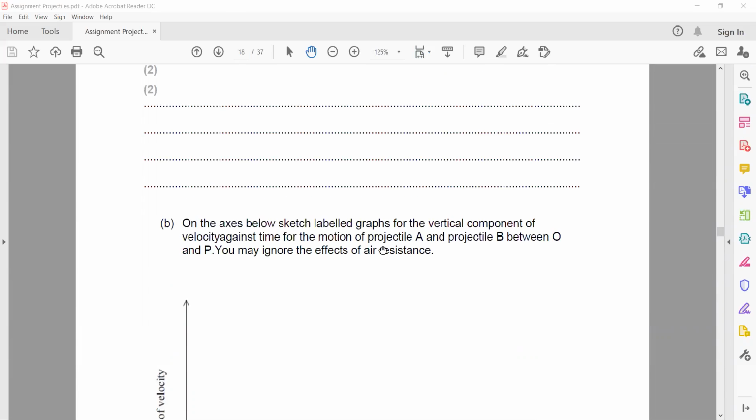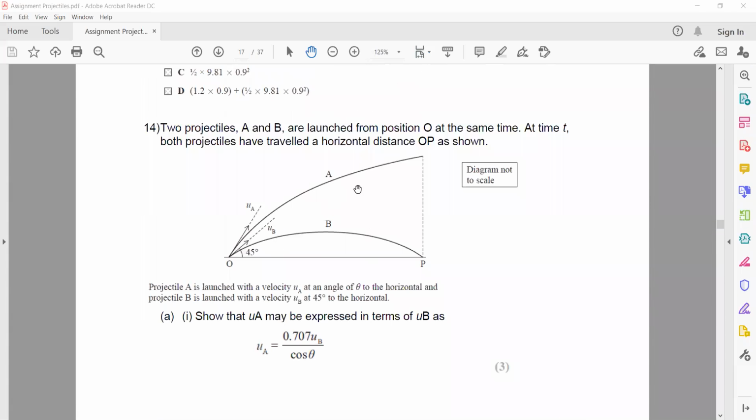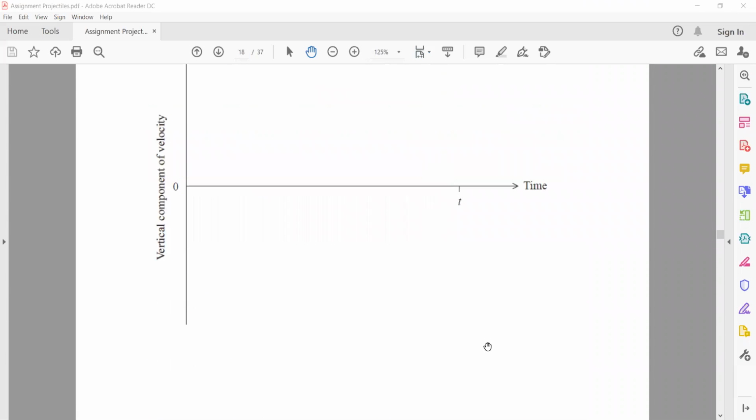But the second thing, for A, it is continuously rising. As it is continuously rising, it does not have a negative velocity, it is still rising, but with a constant slope. So it starts with a higher value, and the vertical component of velocity is decreasing at time t, because for A, it is continuously rising, even though it does not reach the maximum height.